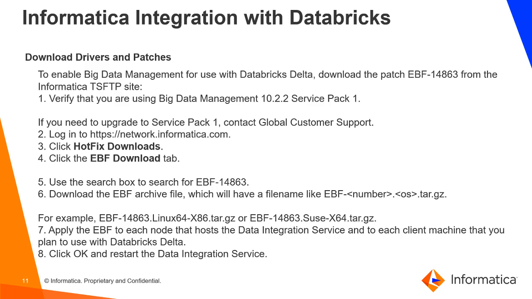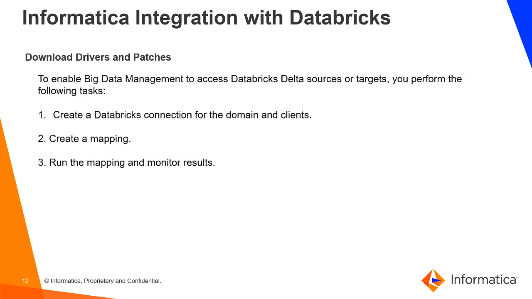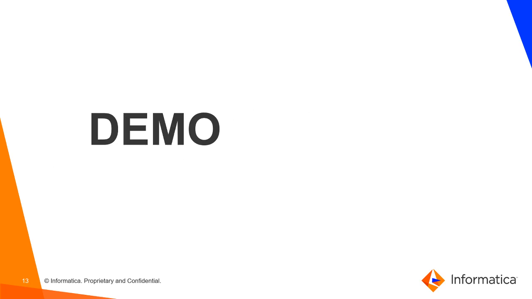You can just raise a request with Global Support. Once you get the EBF, you just have to untar it and bring your domain down. Once the domain is down, you can apply this EBF, and then you can start the Data Integration Service. Once your setup is ready, you have to create a Databricks connection to run the mapping. After that, you also have to create a JDBC connection to connect between the Delta tables and the Informatica domain, and you can run the mapping. Now we'll see the demo of how it can be achieved.